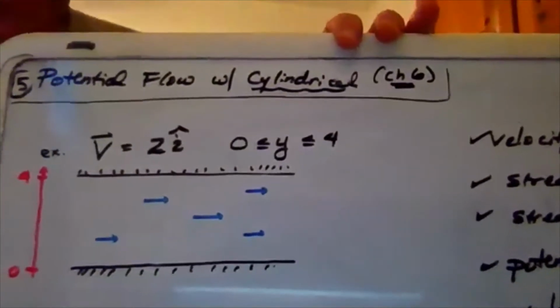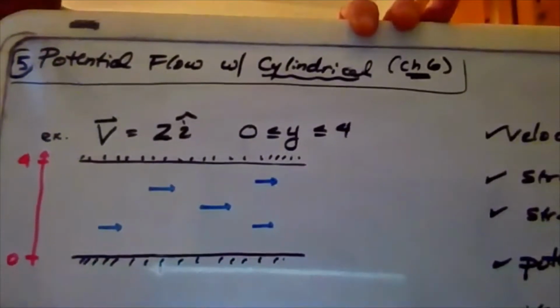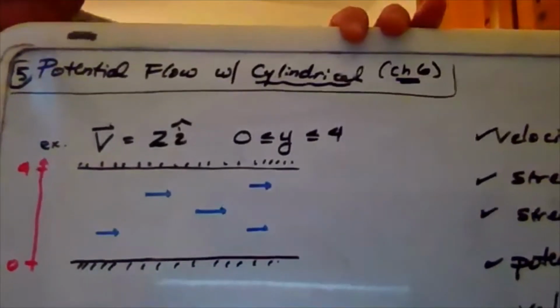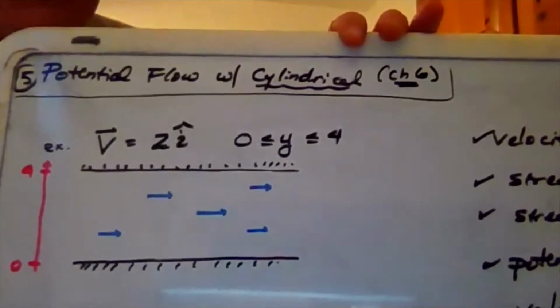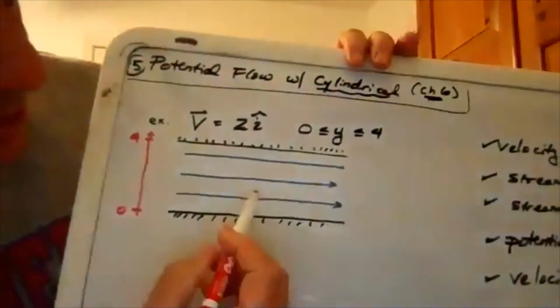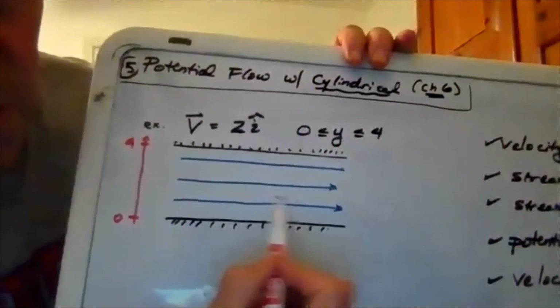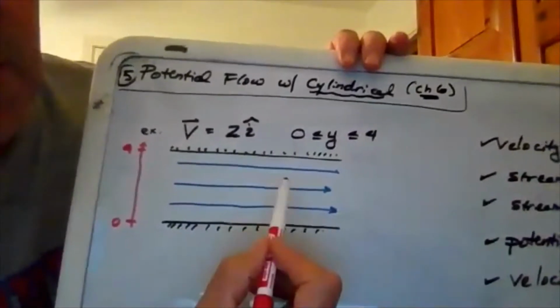Okay, what do the streamlines look like? Why don't you go ahead and do a new drawing where you draw a few streamlines. Streamlines are supposed to represent the path that the particles are taking. So particles of fluid are moving to the right, and we would have streamlines going like that.